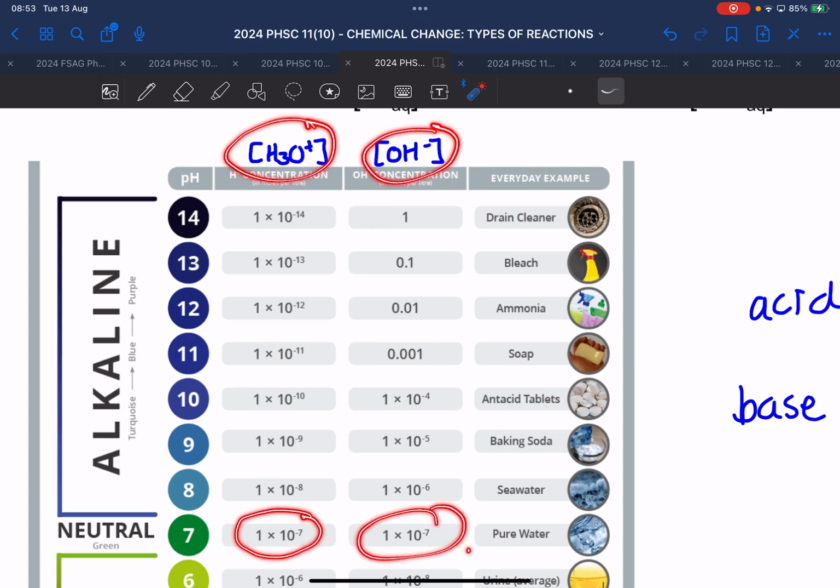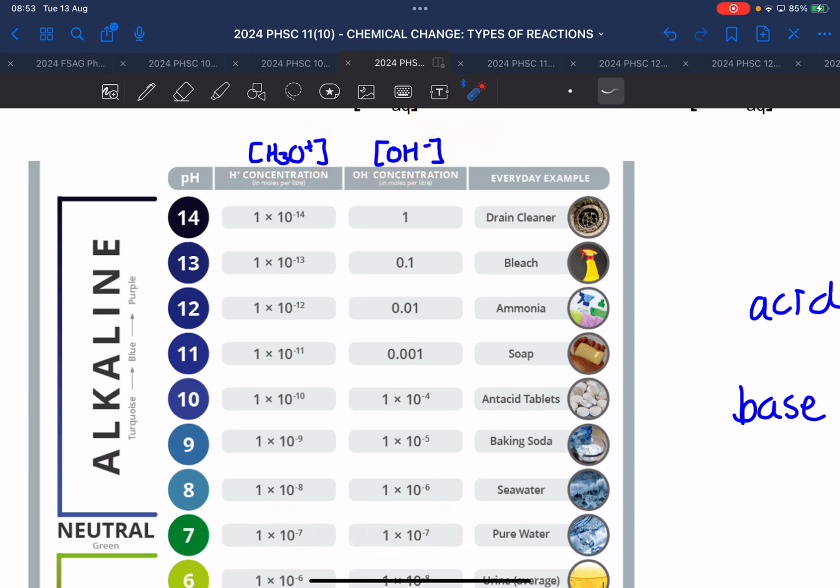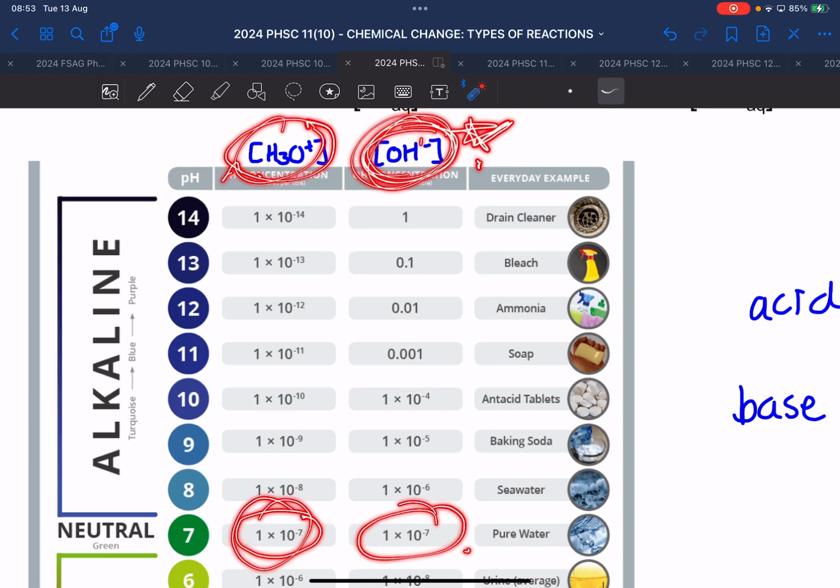And that makes sense to you, because if one concentration was higher than the other, then it would have been that water is a base. And water is not a base. Water is neutral. So these two concentrations must be equal. And you can see they are equal.